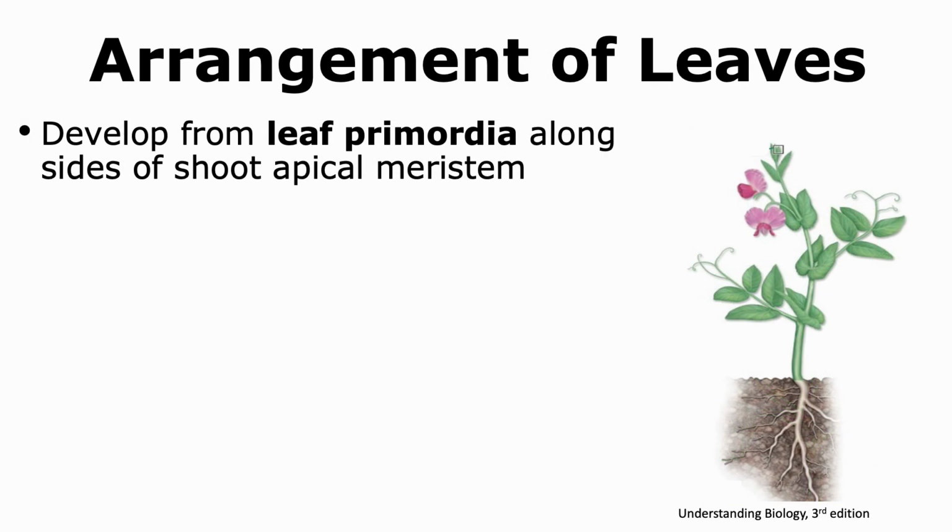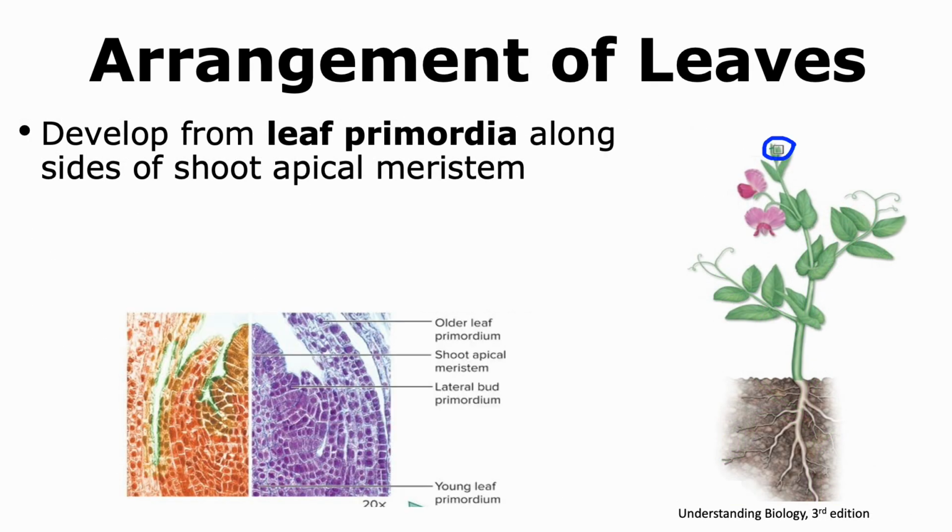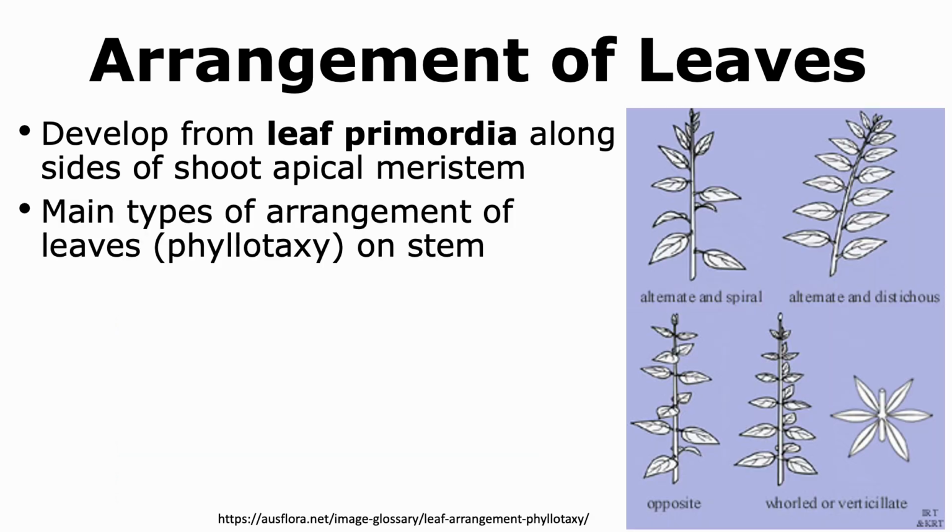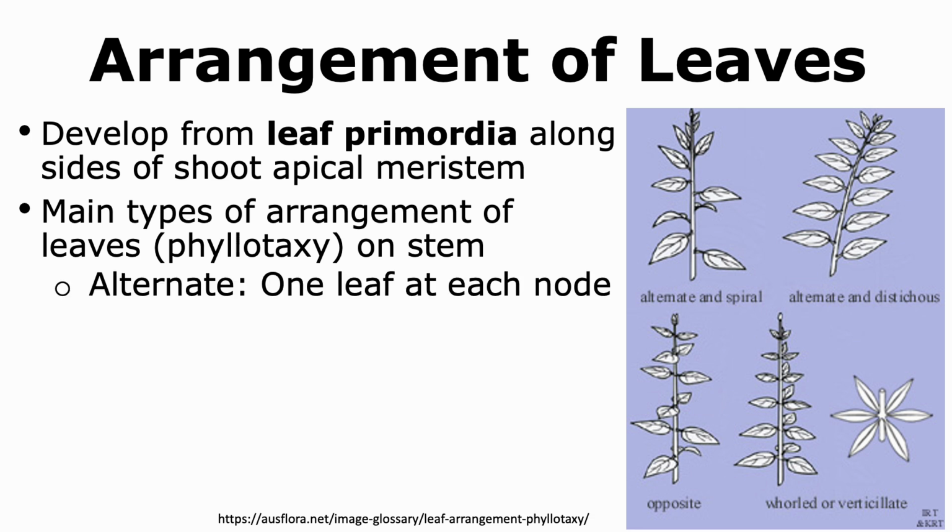Surrounding the shoot apical meristem, which is usually present at the apex of each stem, are the leaf primordia. Leaves develop from these leaf primordia. They can arrange themselves in different ways in plants, and this arrangement of leaves is called phyllotaxy. Some common arrangements that are observed include the alternate arrangement, where we have one leaf at each node.